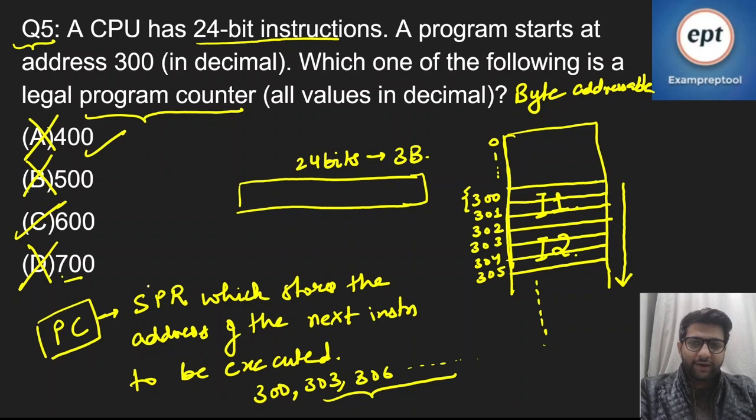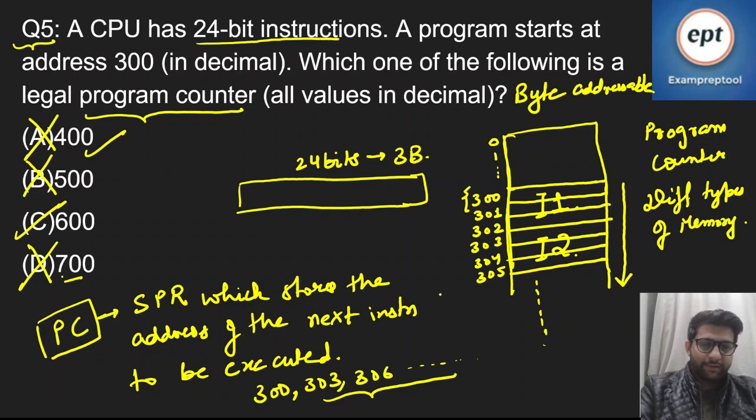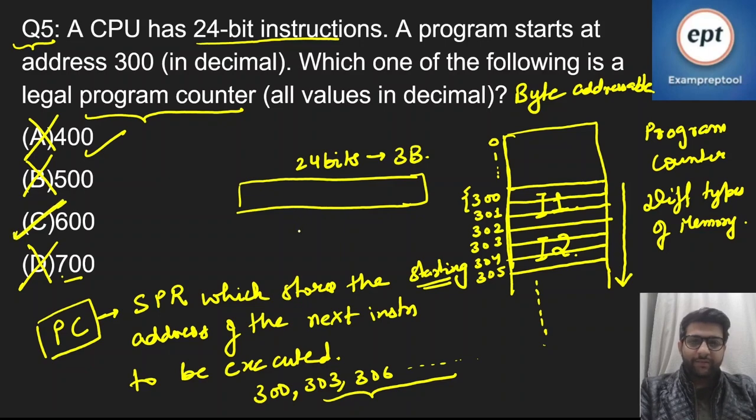So what are the concepts that you should know here? You should have known about the concept of program counter, right? Different types of memory, the byte addressable and the word addressable memory, right? And that the program counter stores the starting address of the next instruction, right? So answer will be here option C.